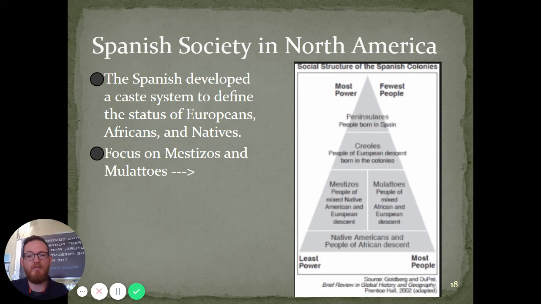Spanish society in North America, you're going to see, did have a caste system. The two things that I focus on very much, near the bottom of the caste system, are the mestizos and the mulattoes. The mestizos were people of mixed Native American and European descent. The mulattoes were people of mixed African and European descent. These two groups are going to be at the bottom of the scale, slightly above the natives and the Africans, but even though they are that mix between the two sides, they would be treated differently.